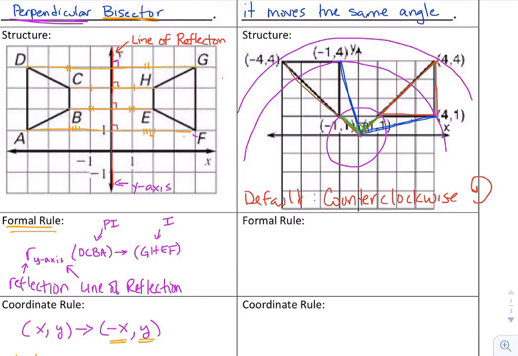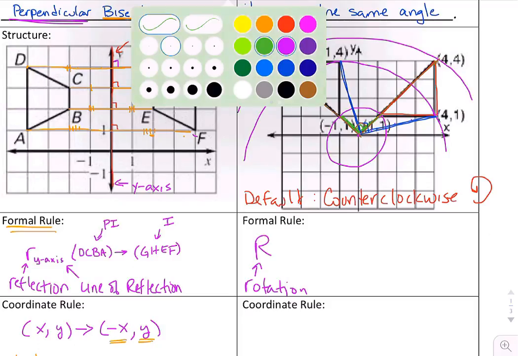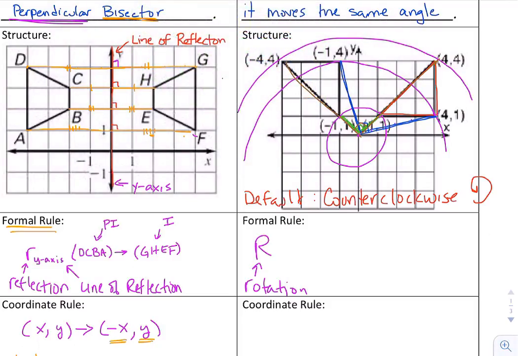The letter we use for rotations is a big R, so R stands for rotation. We have to track important information, and there are two things that are important here. You need a center, and in this case it's going to be (0, 0), and then you need an angle of rotation, which in this case is going to be 90 degrees because the angle was 90 degrees.